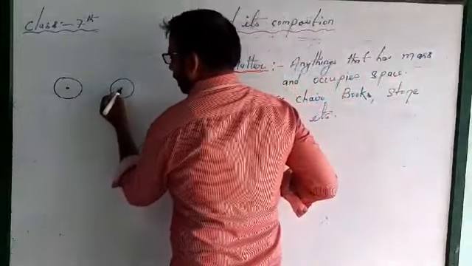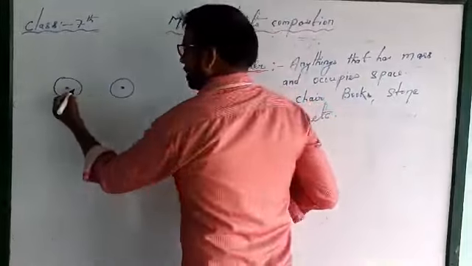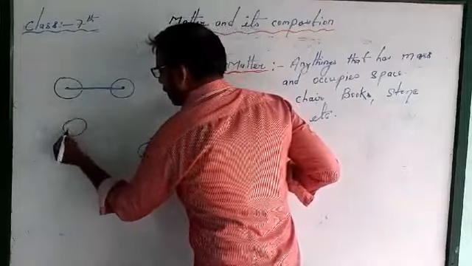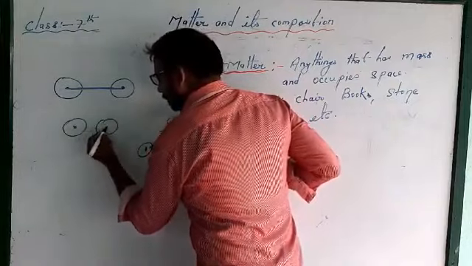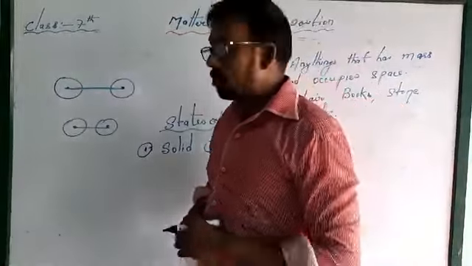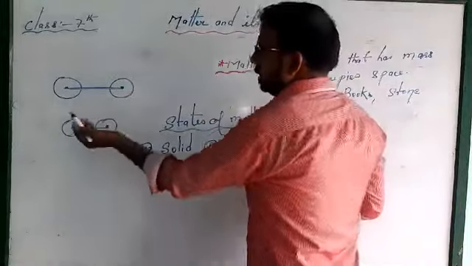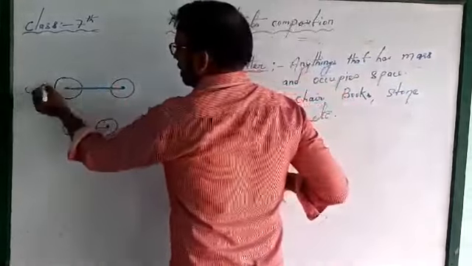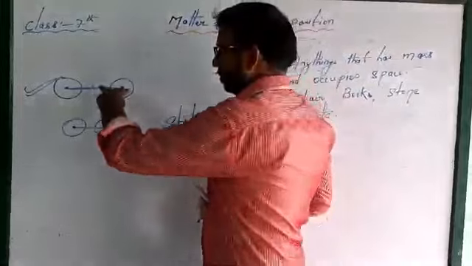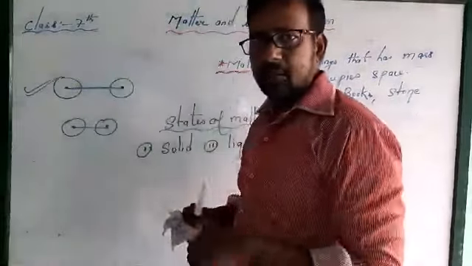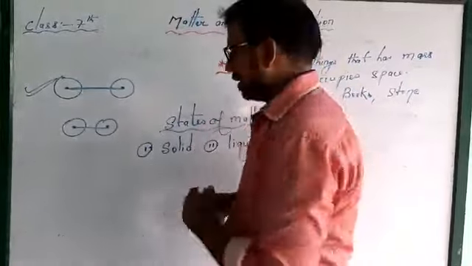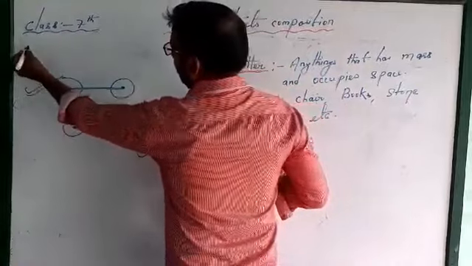We measure from the center. The distance between them is that. Suppose here another 2 molecules are there at a different distance. Which one has more space? Clearly it is visible that the first one has more space compared to the second one. So the space between 2 molecules is called intermolecular space.